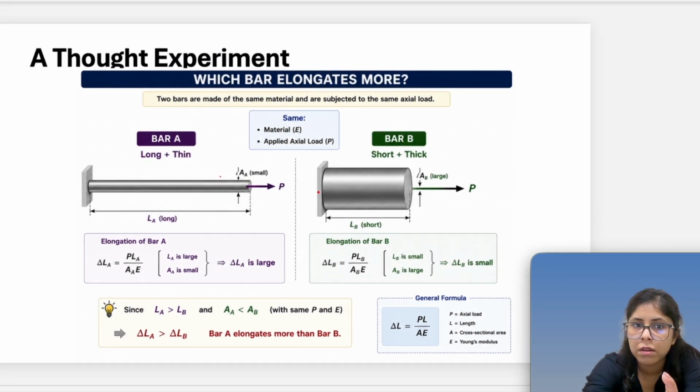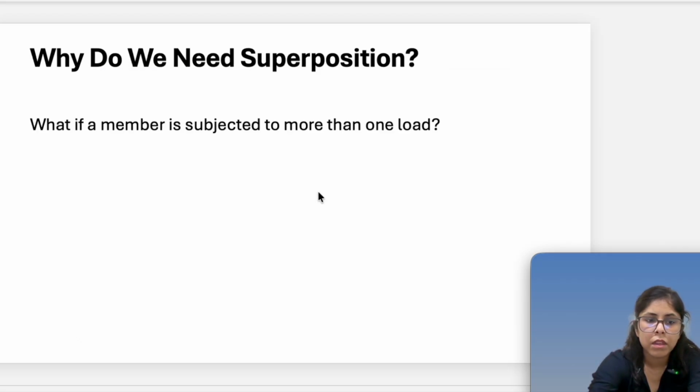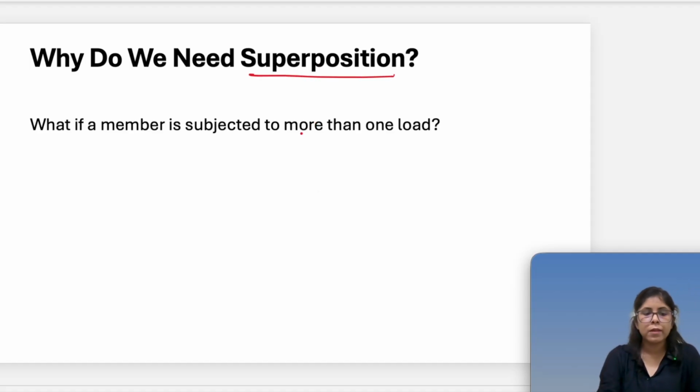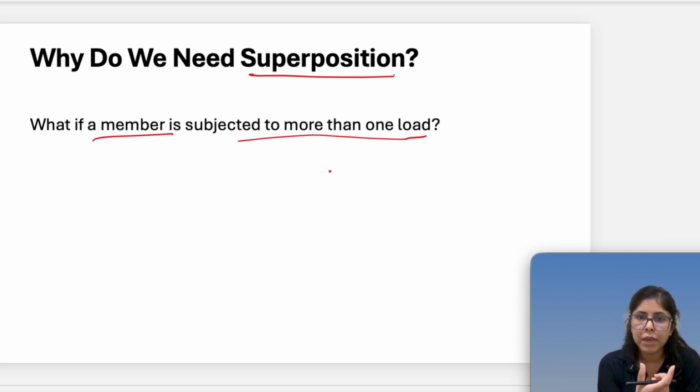Now let's move on. So we have our next topic, which is superposition. So we should learn about the principle of superposition. The question that comes to our mind when we want to know about superposition is, what if a member is subjected to more than one load? So till now we were discussing that only one load is there, P. So due to that P load, there are things that are getting changed, right? There is elongation going on in that.